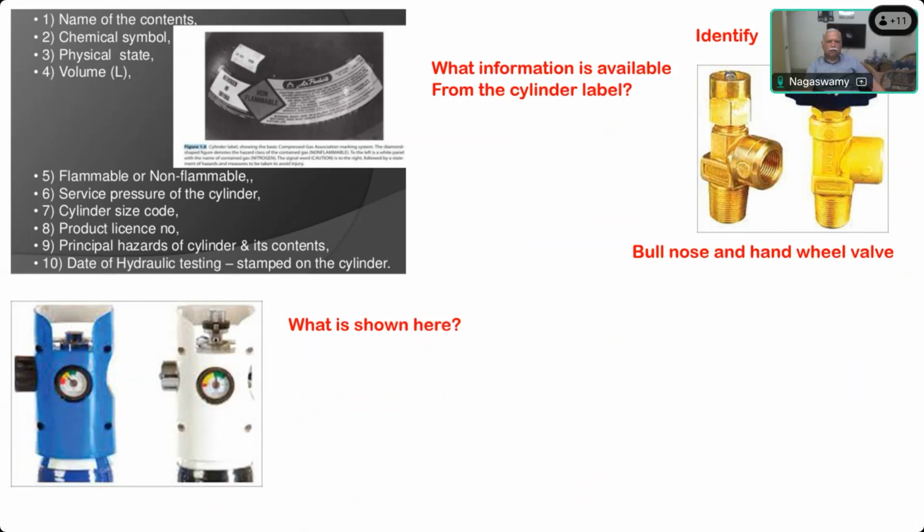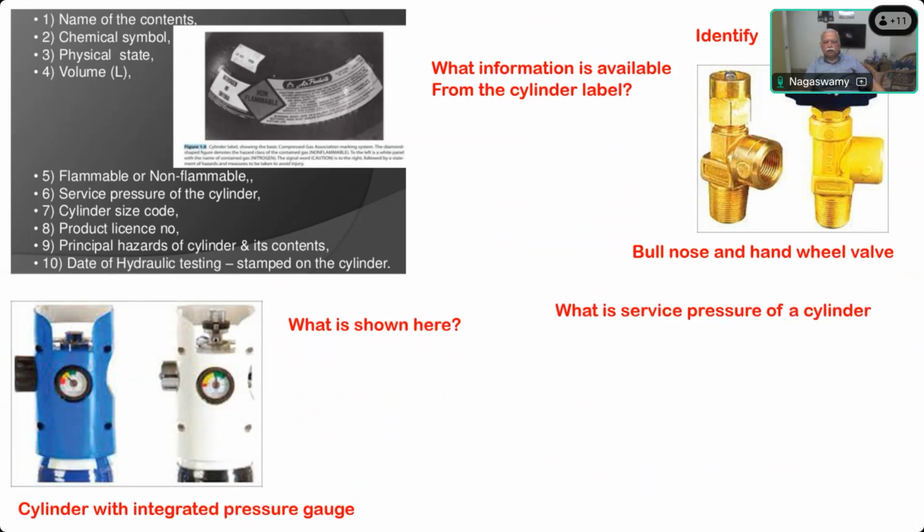It's shown here. It's a pressure gauge, not a pressure indicator. A pressure gauge which is integrated into the machine itself. So even a portable cylinder has a pressure gauge integrated into it.